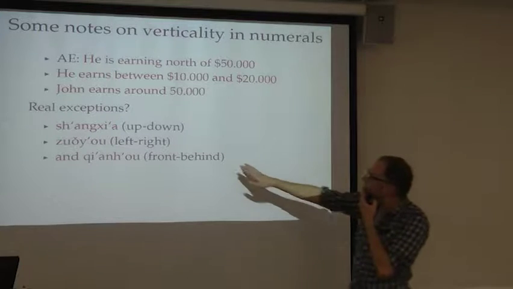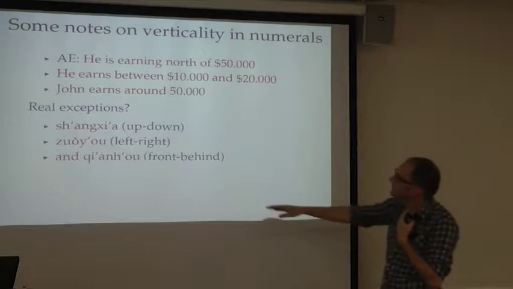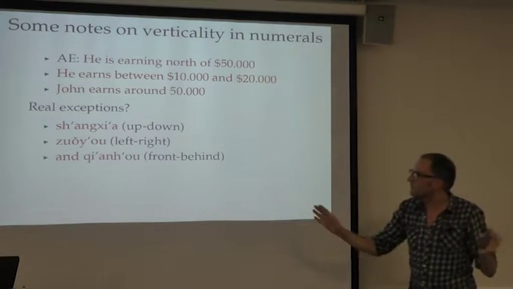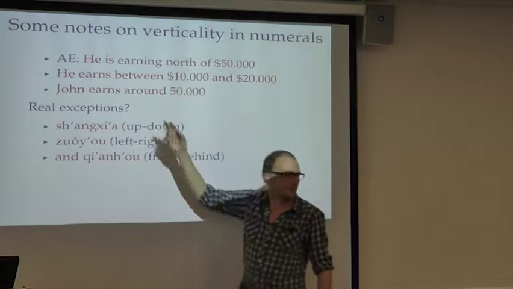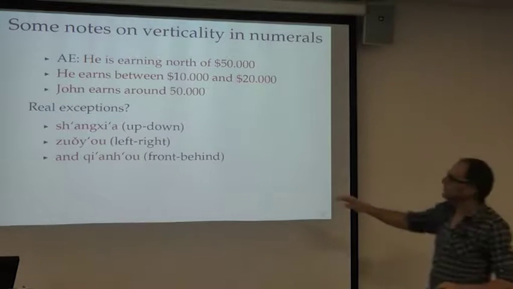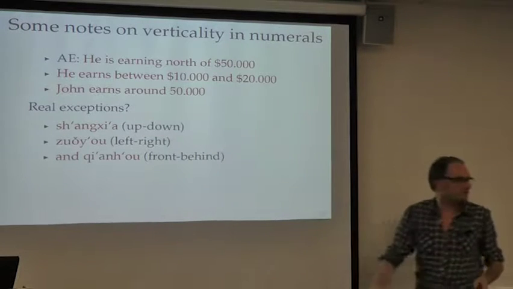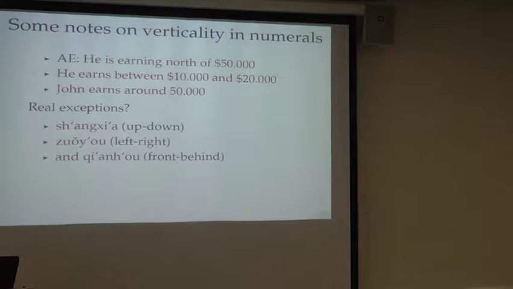There are these kinds of examples that you see in not many languages, but in some, where you have things like left and right to talk about these proximal things. So "he earns left right of $50,000." There are quite a few languages that do that. I don't know where to place these because there's no way that is vertical, right? So it's usually these proximal things that are quite difficult to put into this vertical hypothesis. To be honest, this is not a completely watertight generalization, but it seems to be quite general.